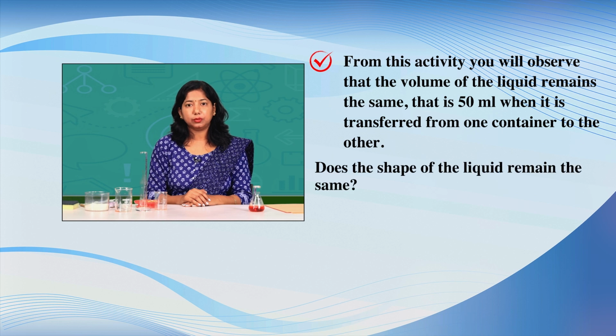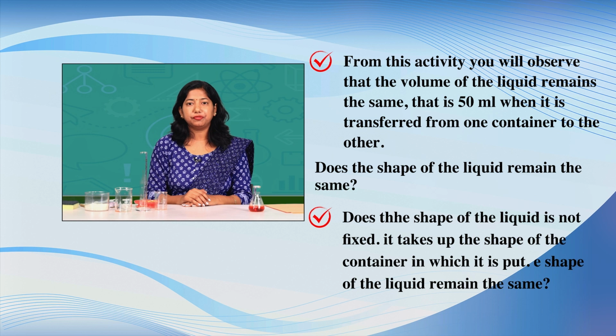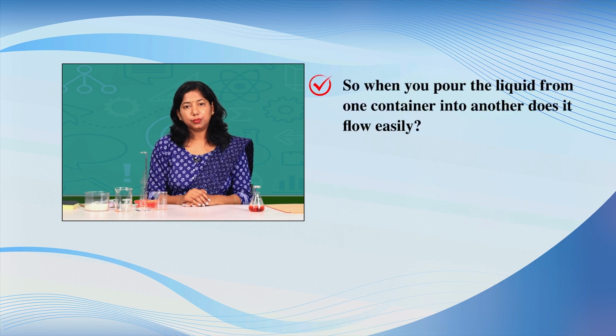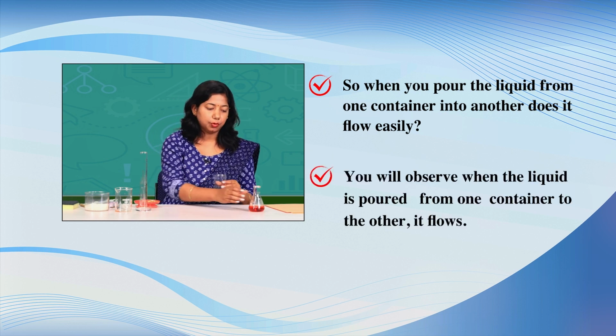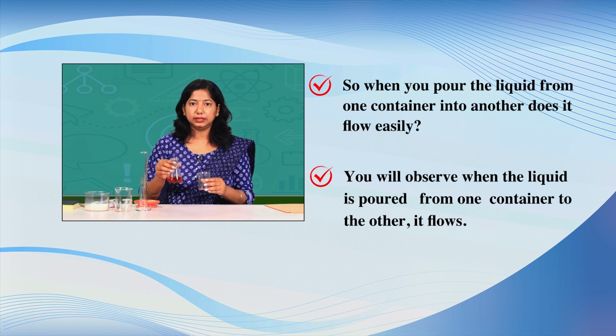Does the shape of the liquid remain the same? The shape of the liquid is not fixed. It takes up the shape of the container in which it is put. So, when you pour the liquid from one container into another, does it flow easily? You will observe that when the liquid is poured from one container to another, it flows.